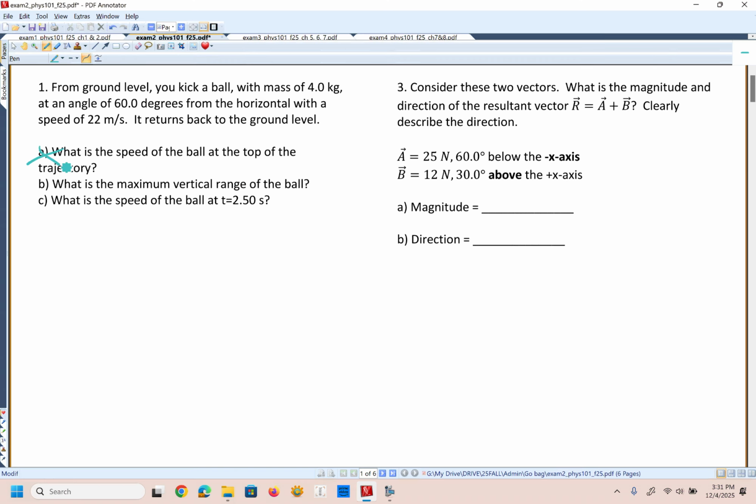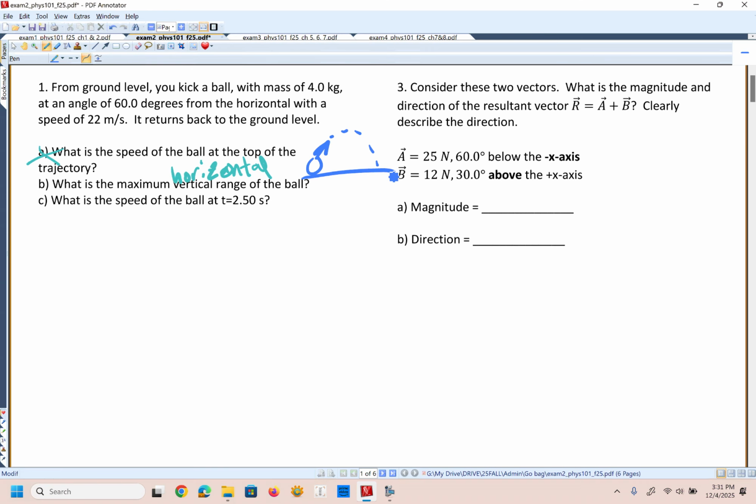I think actually I asked for the horizontal range instead of the vertical range. I don't remember that exactly. I'm pretty sure it was horizontal, but you should be able to do both. So let's do this. This is a problem where I have a ball that goes up and comes back down again, and I want to know the vertical range in this case, and then the speed of the ball.